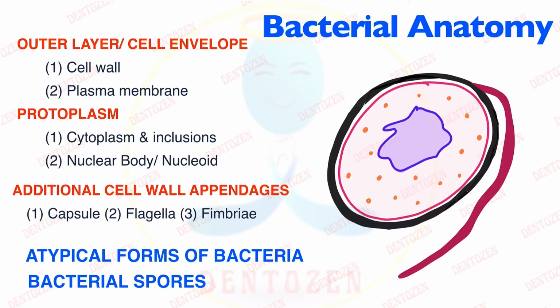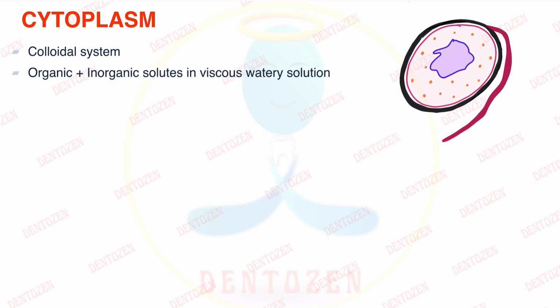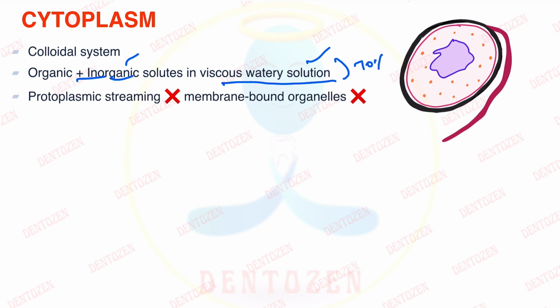Now let's talk about the cytoplasm. Cytoplasm is a colloidal system, that is, it is made up of solutes in a solution. Inorganic and organic solutes are in a watery solution, and water may comprise about 70% of the cytoplasm. Protoplasmic streaming means the internal movement of the cytoplasm. It is absent in bacteria, whereas it is present in eukaryotes. The membrane bound organelles like Golgi apparatus and mitochondria are also absent in the cytoplasm of bacteria, whereas they are present in eukaryotes.